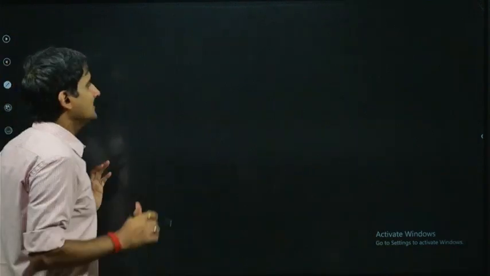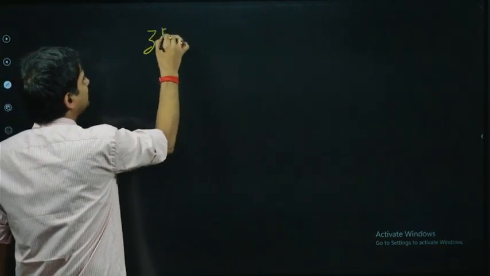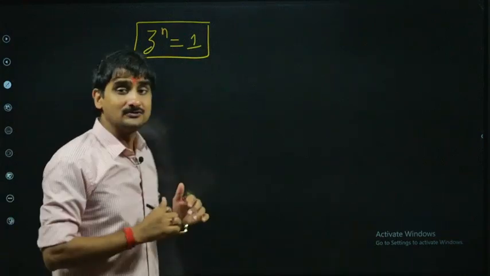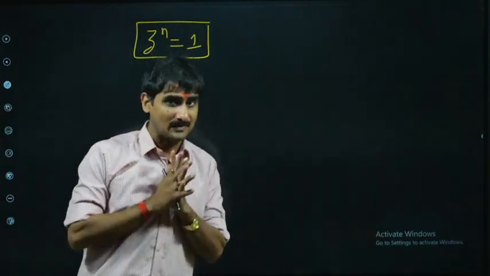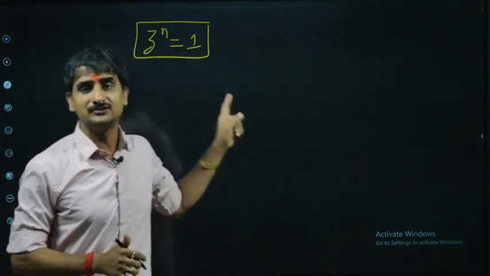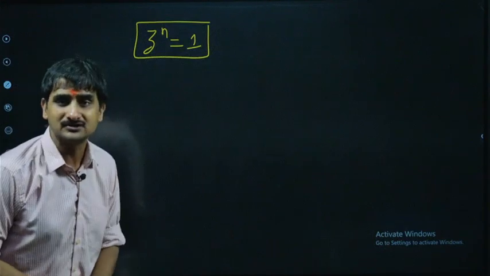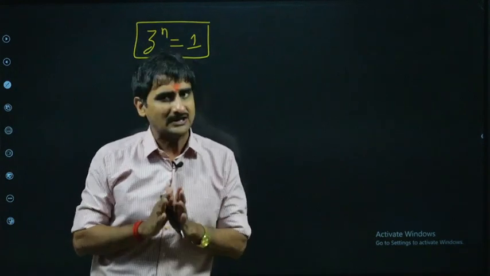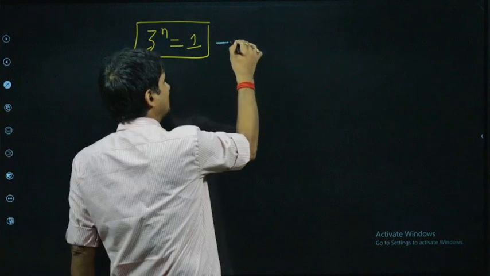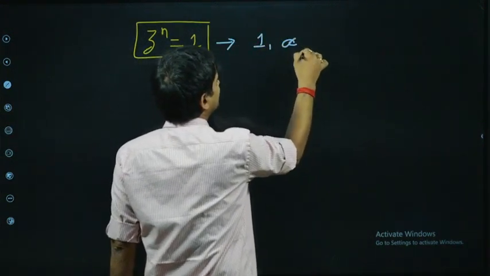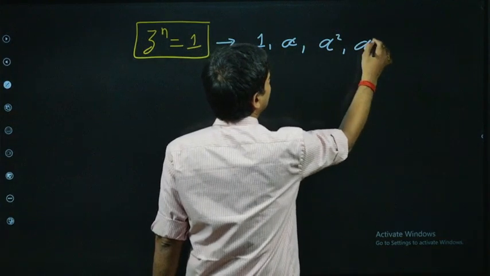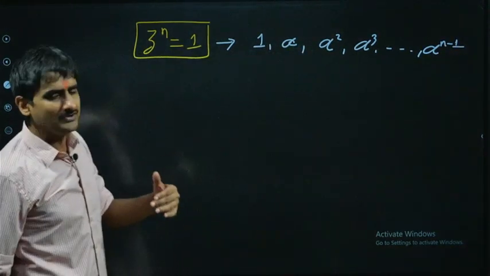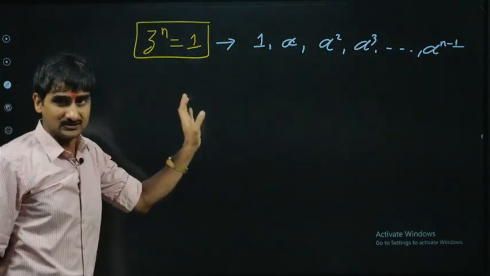If you remember, for the nth root of unity, the equation is z raised to the power n is equal to 1. So when we talk about nth roots of unity, we are talking about the roots of this equation, z raised to power n is equal to 1, or x raised to power n is equal to 1. Variable doesn't matter. Any such equation's roots are called roots of unity. Generally we represent its roots as 1, alpha, alpha square, alpha cube, until alpha raised to the power n minus 1.